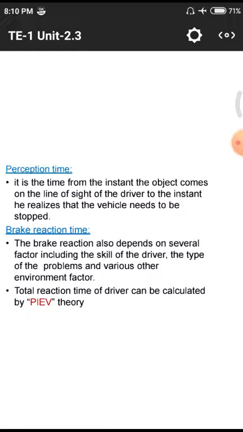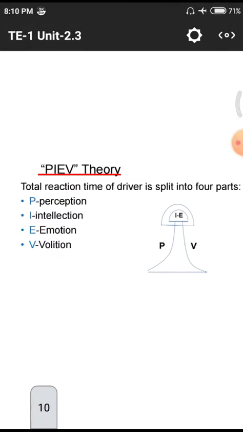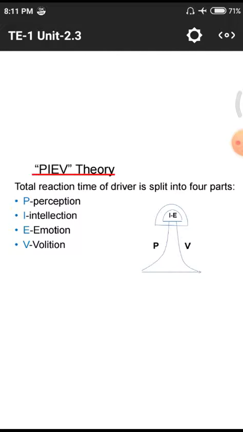The total reaction time depends upon the PIEV theory. That means some theory was developed by researchers based on vehicular traffic and other things, such as the reaction time of the driver and how he faces the roads. What is the PIEV theory? This PIEV theory is represented with this diagram in the chart.